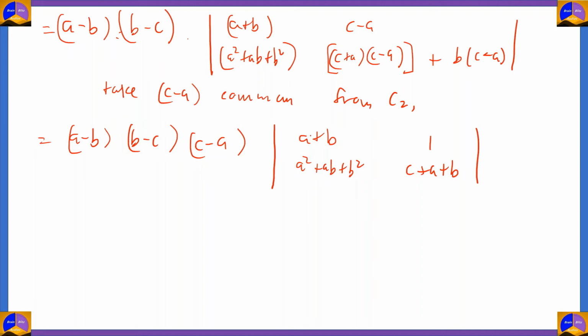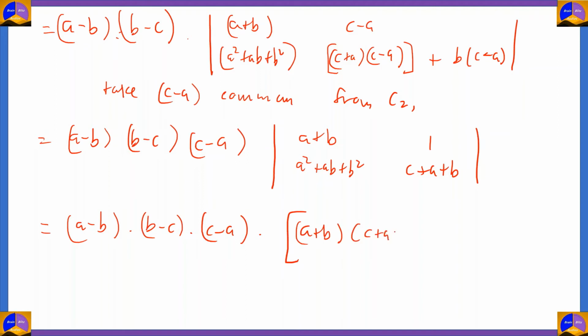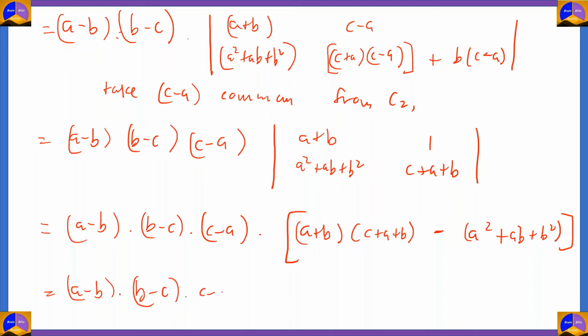Now we can take the determinant of this. We can expand it. So a minus b times b minus c times c minus a times a plus b into c plus a plus b, and then minus a square plus ab plus b square. On expanding, you will get a minus b into b minus c into c minus a into, so we'll get ac plus bc plus a square plus ab, so then plus ab plus b square. And then here, if we take the minus into the bracket, we'll get minus a square minus ab minus b square.